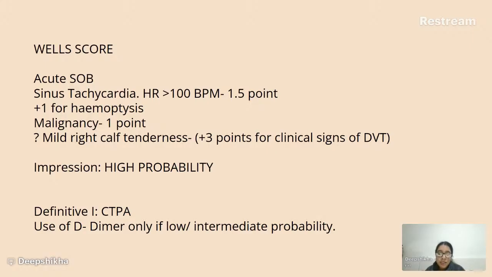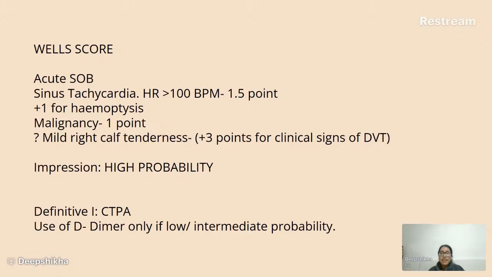So we will book the CTPA, and then we look at her Wells score. She scores 1.5 points for having a heart rate of more than 100, plus 1 for hemoptysis, plus 1 for malignancy. We're not sure if she actually has signs of clinical DVT, because that would be plus 3. She's just mildly right calf tender, but it is unilateral as well, highlighting that it possibly could be a clot.